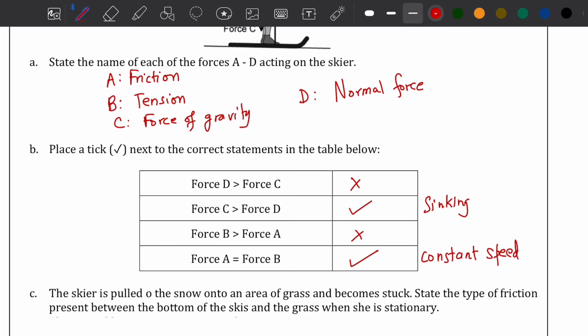The skier is pulled from the snow onto an area of grass and becomes stuck. So he's not moving anymore. State the type of friction present between the bottom of the skis and the grass when she is stationary. So that will be static friction.